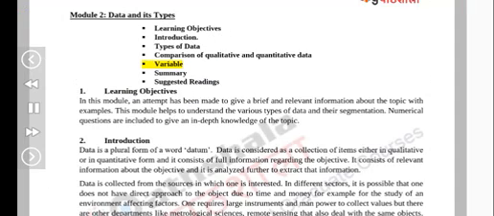Module 2. Data and its types. Learning objectives. Introduction. Types of data. Comparison of qualitative and quantitative data. Variable. Summary. Suggested readings.